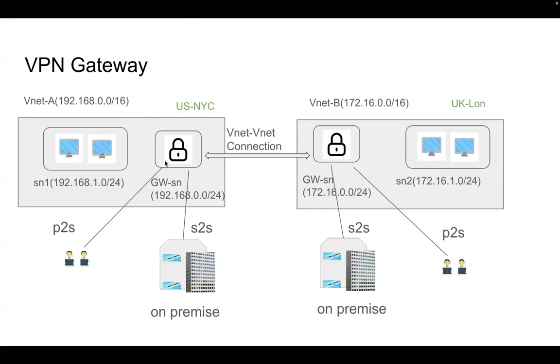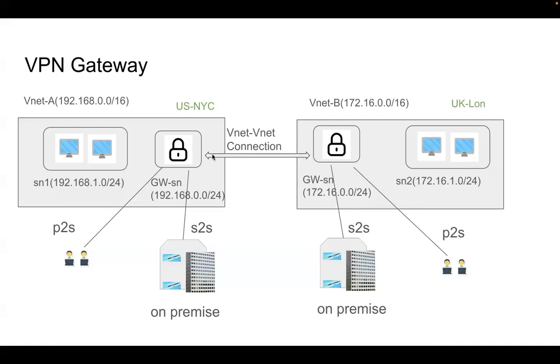So now if someone here in London on premise is trying to access a resource on premise in the New York office, they won't be able to connect unless we configure this VNet to VNet connection.